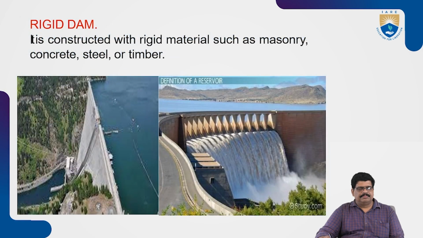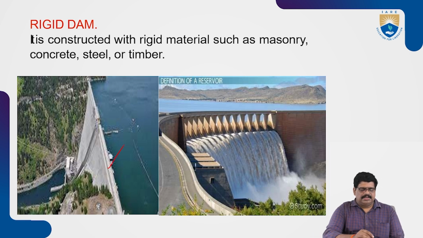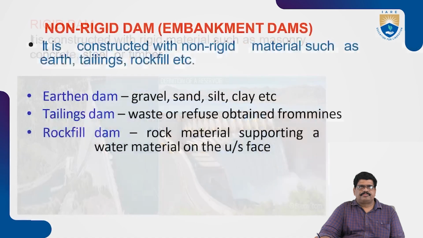Next, rigid dam. What is meant by rigid dam? A rigid dam is constructed with rigid materials, meaning fixed materials, such as masonry, concrete, steel, or timber. These types of dams we call rigid dams. Here also concrete is used, and it is used for the reservoir. So this is called the rigid dam.